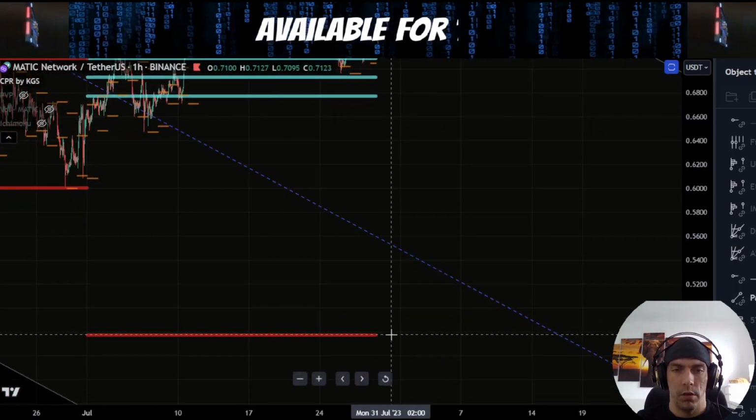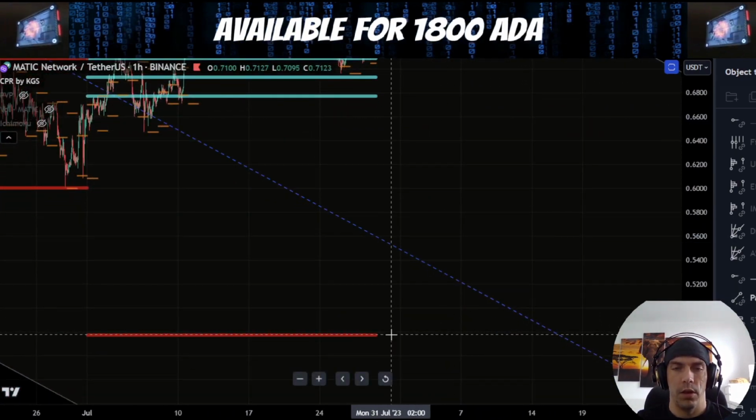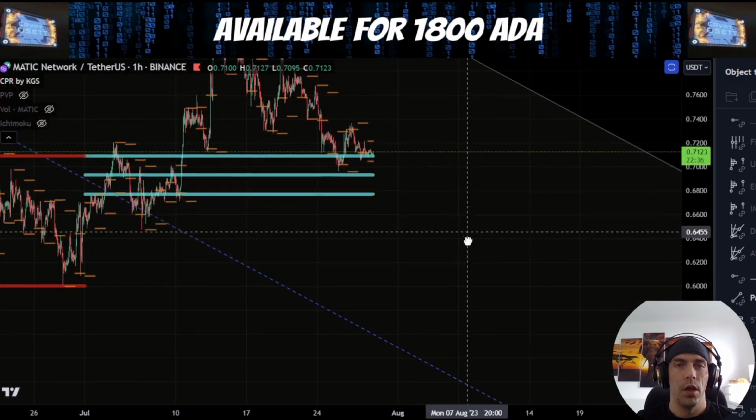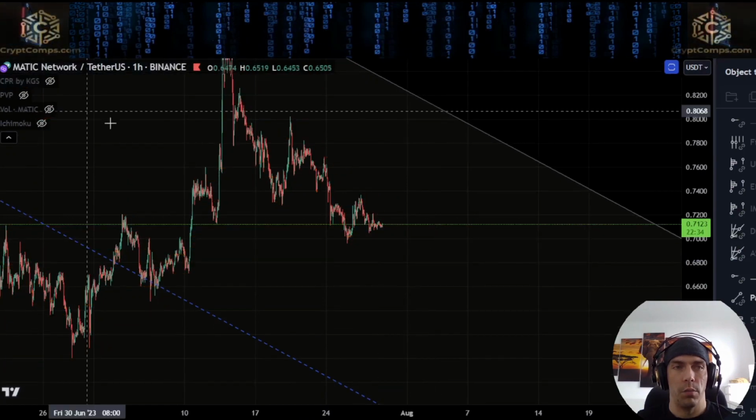If we start to break down in a bigger way here, we lose those central CPR lines. We do have downside targets still for this month at this 47.79. So going to be keeping an eye on that if we do see price move down.